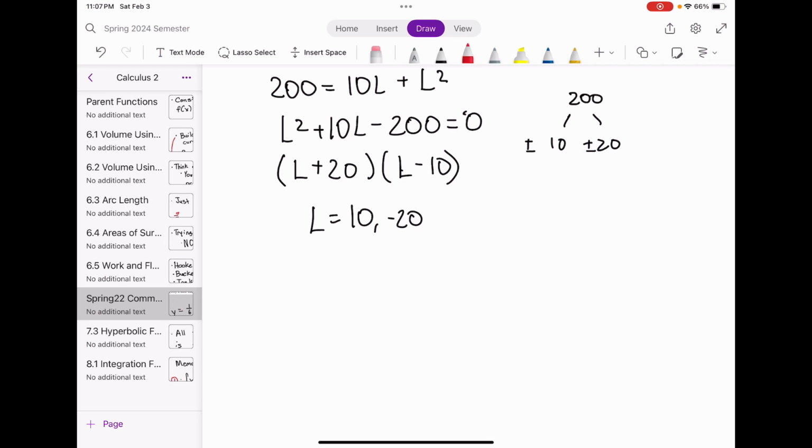And now obviously you can't have a negative length of the cable, right? So that's out of the question. So L is equal to 10 and the unit is feet. And that is the end of the problem.